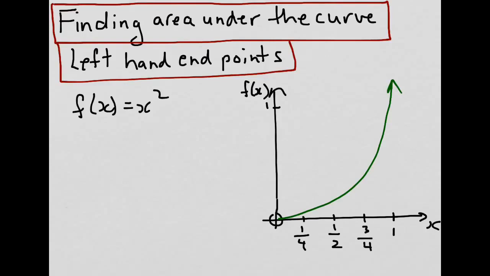In this example, we're going to use the left-hand endpoint. So what we do is we find the left-hand endpoints on the curve for each of the intervals and then make a series of rectangles with the adjacent subintervals.